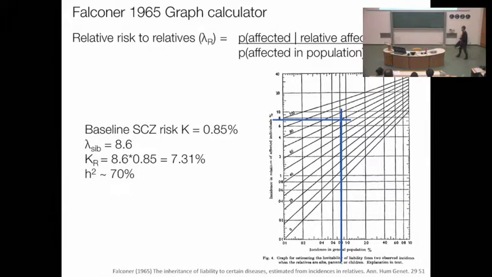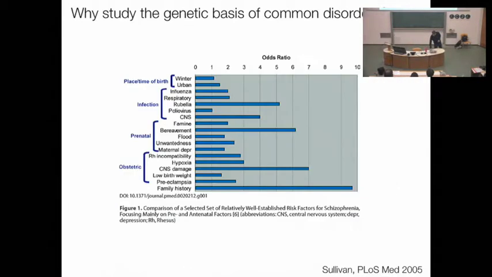And this is supported by other literature, where if we look at the risk factors for something like schizophrenia, the biggest risk factor is family history. And this is why when you walk into a doctor's surgery, the first thing they ask you is, what's your history of X, Y, and Z? And that implies that basically genetics are important.